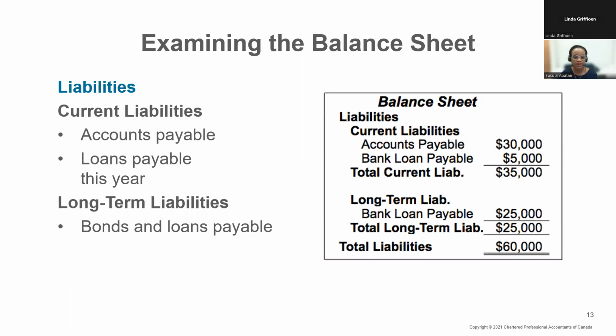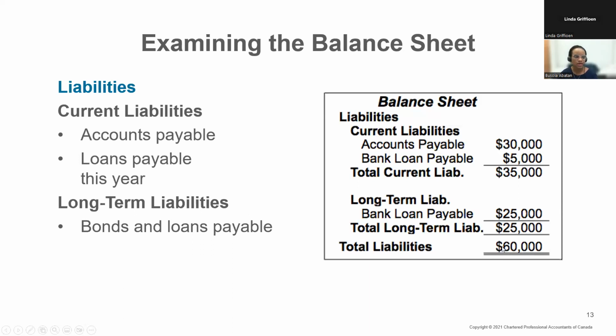So on the right side of the screen, we have a business that has accounts payable, that's amounts that are due to its vendors, of $30,000, and you have a bank loan of $5,000, which will be like a credit card and must be paid within the next year. These are called current liabilities. And then there are the long-term liabilities, which is a loan that must be paid into the future, and it's $25,000. So the two of them added together give $60,000 of liabilities.